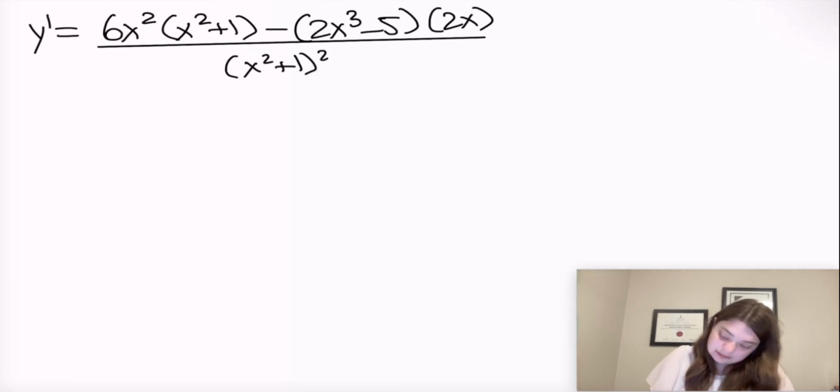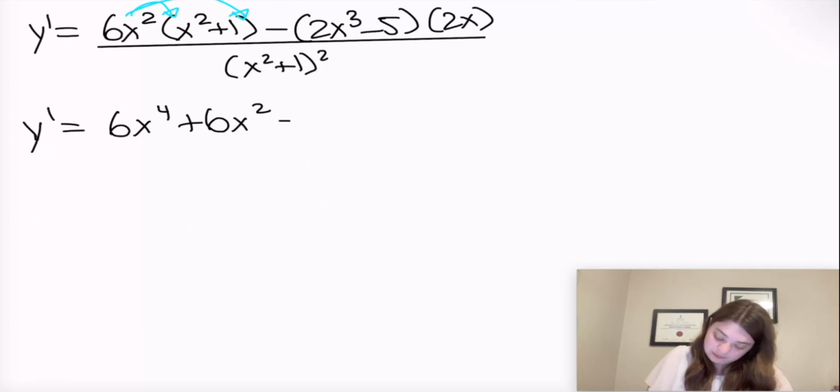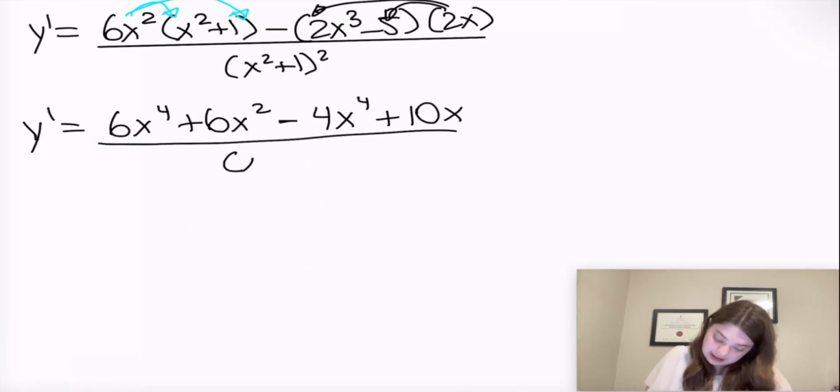So I'm going to simplify by using our rainbow rule, also known as the distributive property. Let's go through that. So we're going to get 6x to the power 4 plus 6x squared. And then over here for this part, we'll do the same thing. We'll do 4x minus 4x to the power 4 plus 10x. And that's all over (x squared plus 1) squared.